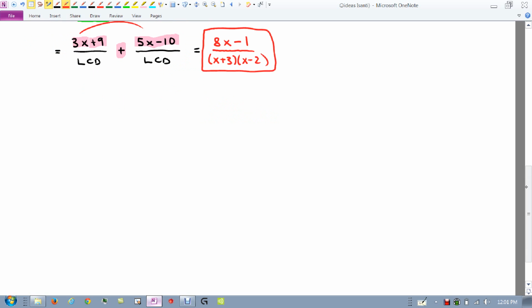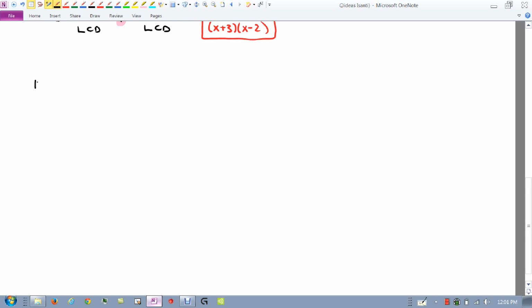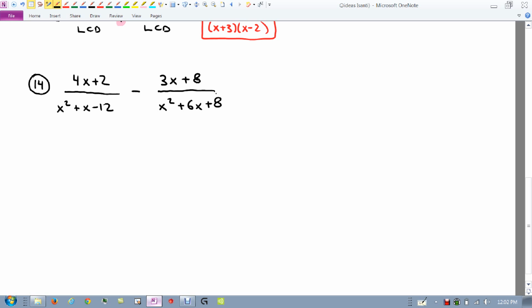Okay, number 14. Four x plus 2 over x squared plus x minus 12 minus 3x plus 8 all over x squared plus 6x plus 8. All right, so what I'm going to do first is I'm going to look at the denominators. I'm going to factor these out using AC method. So x plus 4, x minus 3. Over here, x plus 2, x plus 4.